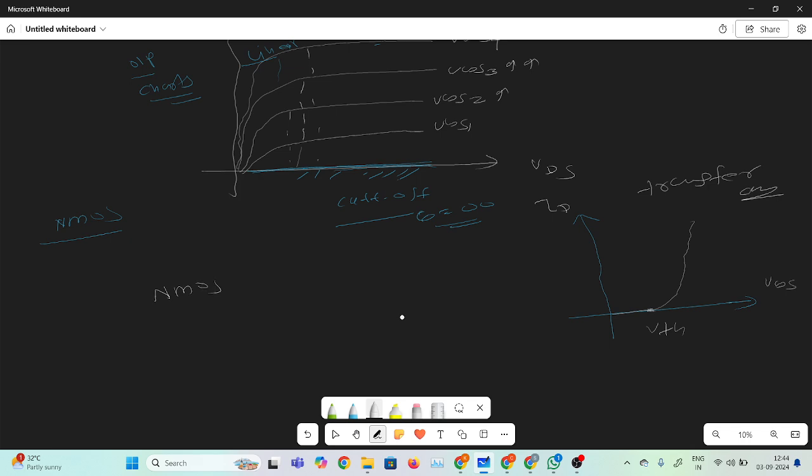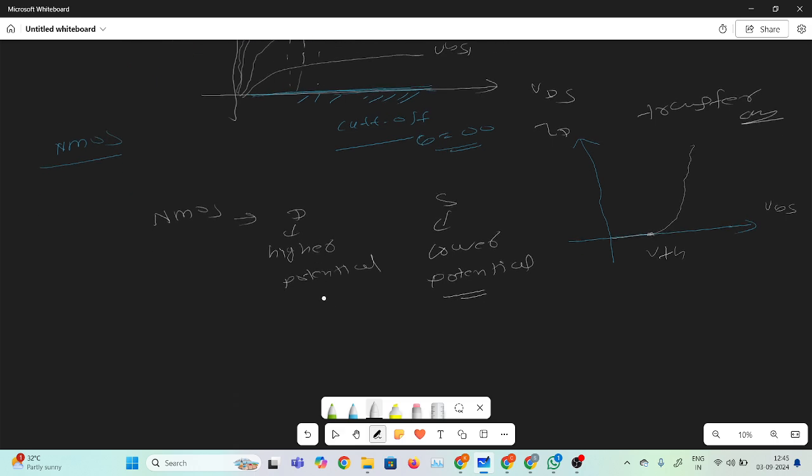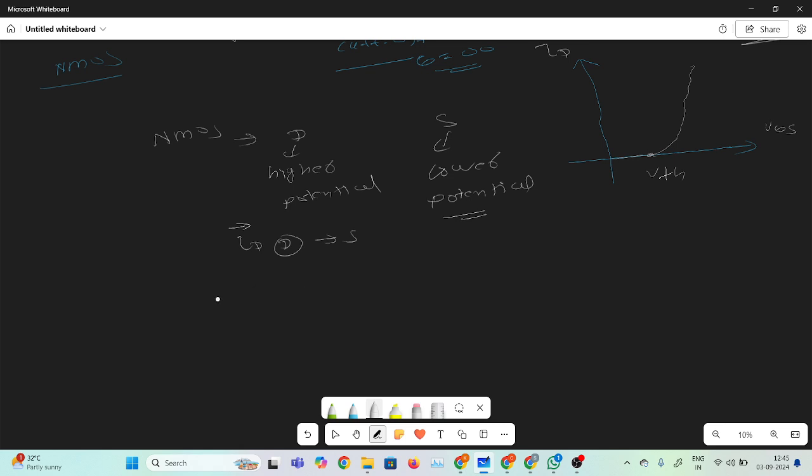In the case of the NMOS, the drain is at higher potential, because of that we apply a positive voltage on the drain with respect to the source. This is the drain terminal, and the source terminal is at lower potential. You should remember this. The ID current will always flow from the drain to the source.